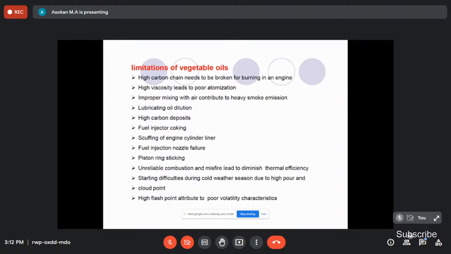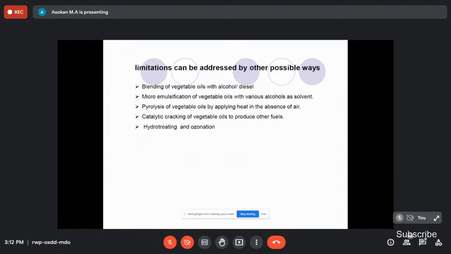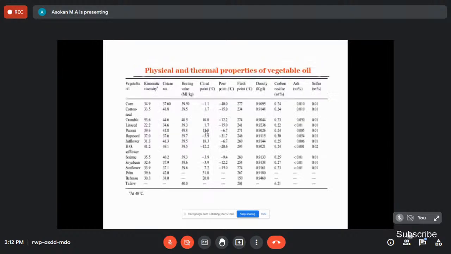To overcome this, we go for the blending that I told you. Then we convert this into biodiesel. So these are the physical properties of vegetable oils, some examples. See the corn vegetable oil, the kinematic viscosity is 34.9. For diesel, it is 2.5. Cotton is 33.5. But the cetane number values are almost equal to diesel. The heating value, also see, is 90% of diesel.